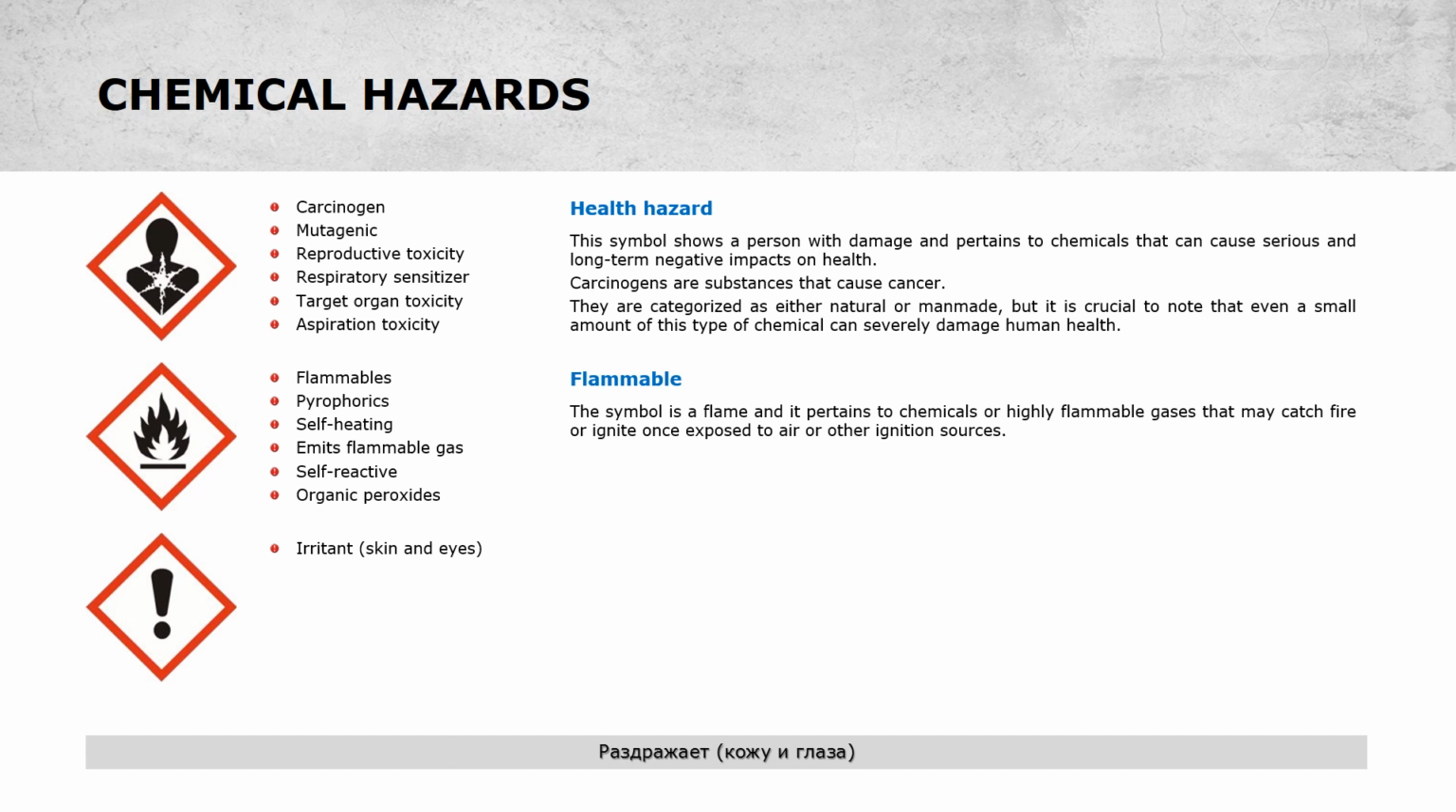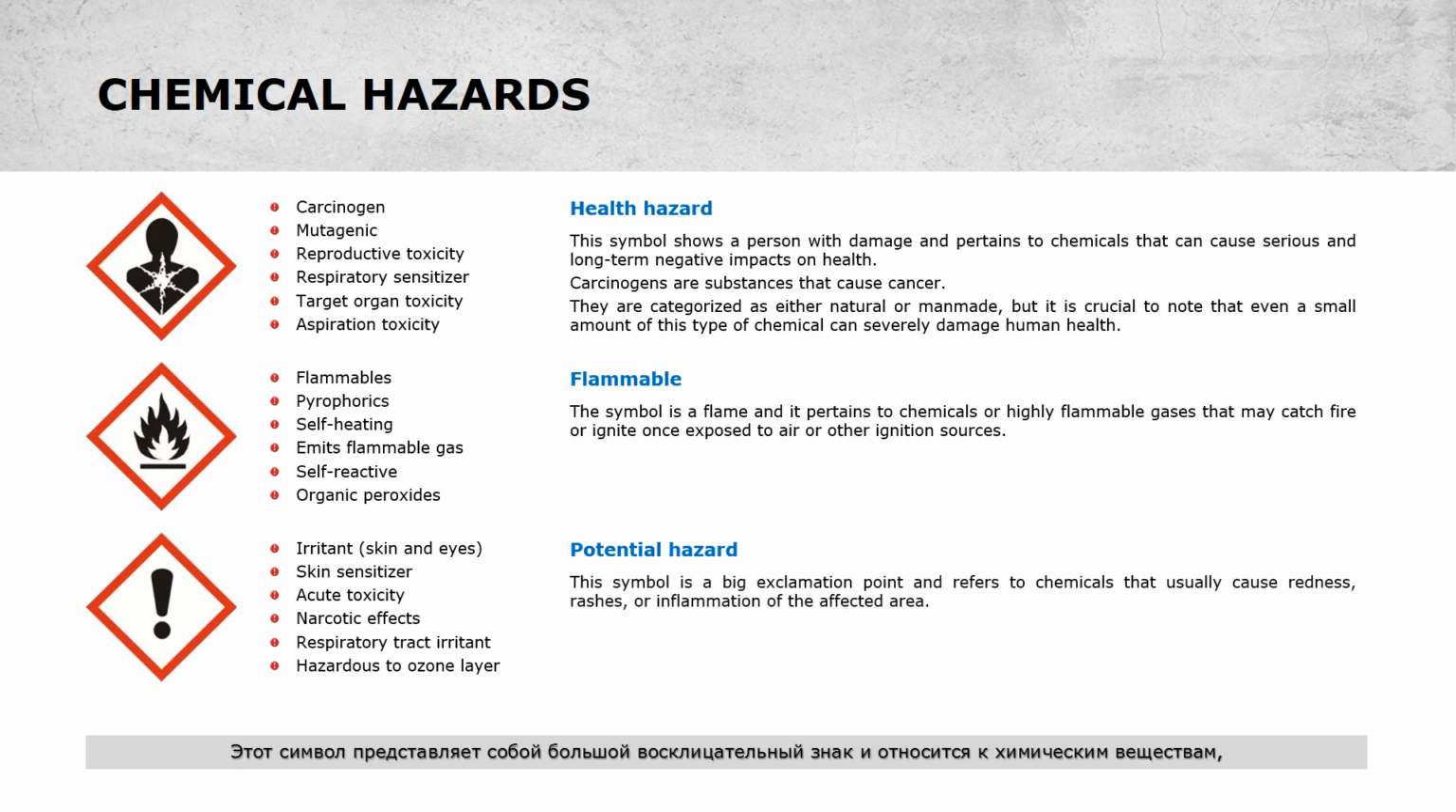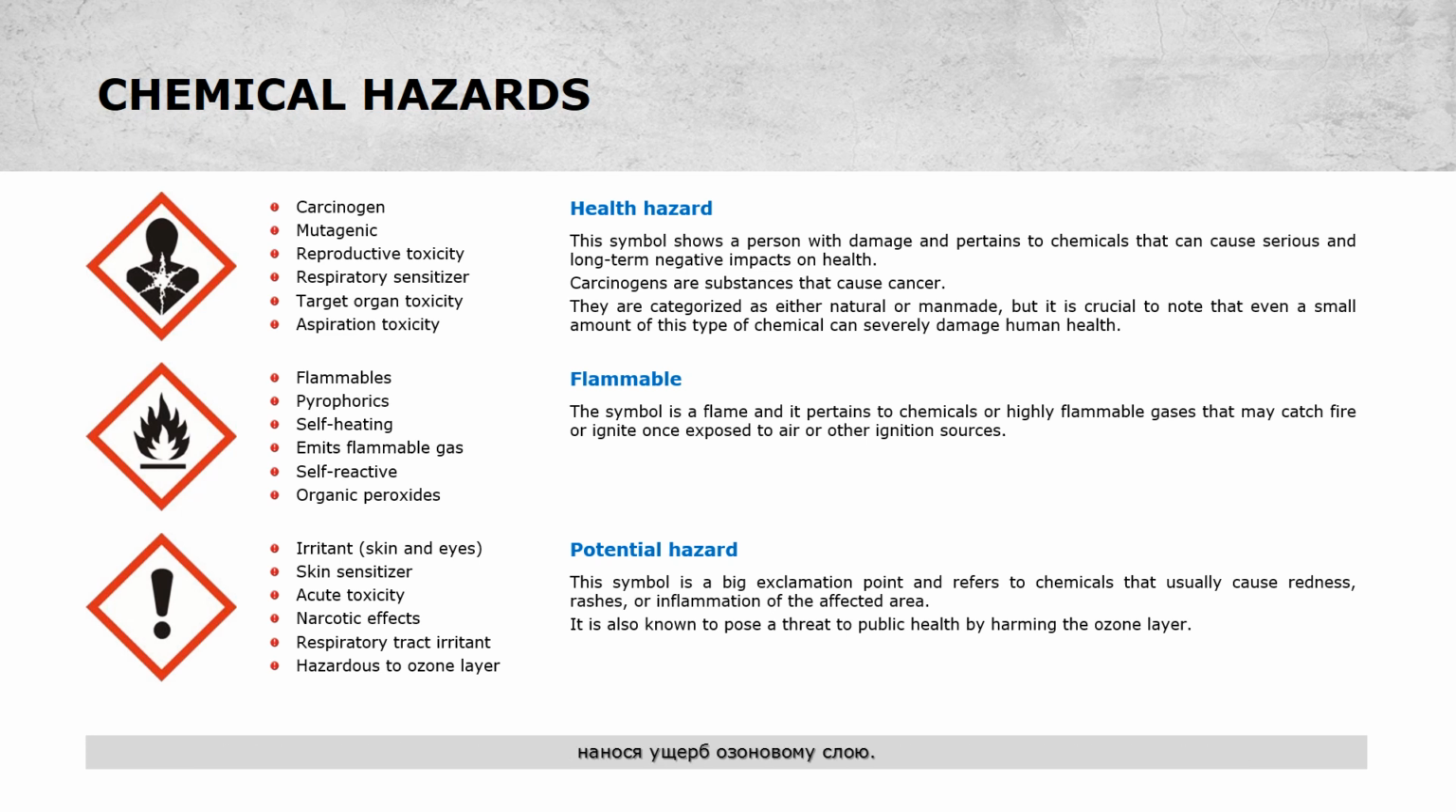Irritant, skin and eyes. Skin sensitizer. Acute toxicity. Narcotic effects. Respiratory tract irritant. Hazardous to ozone layer. Potential hazard. This symbol is a big exclamation point and refers to chemicals that usually cause redness, rashes, or inflammation of the affected area. It is also known to pose a threat to public health by harming the ozone layer.